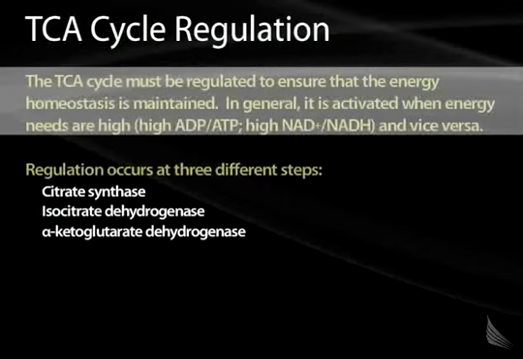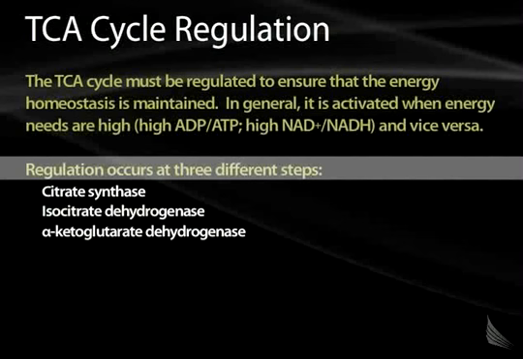Now the TCA cycle has to be regulated like all biochemical pathways, and we do this to ensure that energy homeostasis is maintained. In general, the TCA cycle is activated when energy needs are high. That is, when the ADP to ATP ratio is high, or the NAD plus to NADH ratio is high, and vice versa. When energy needs are low, when the energy balance is positive, we're going to have relative inhibition of the TCA cycle.